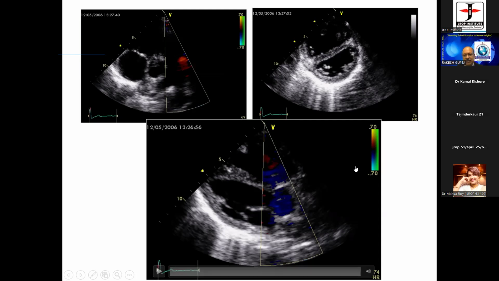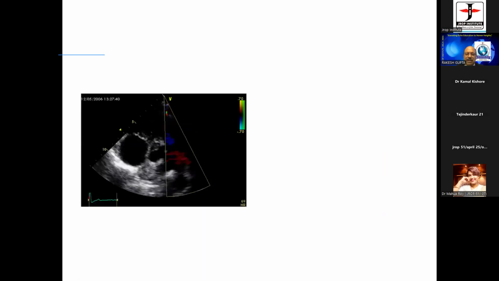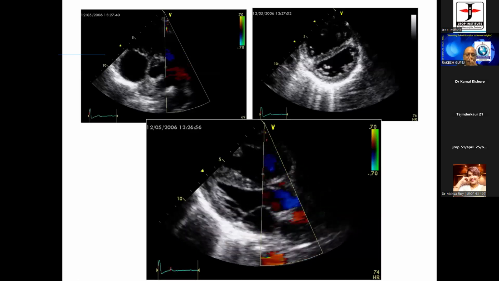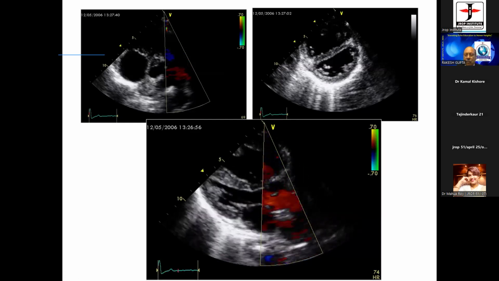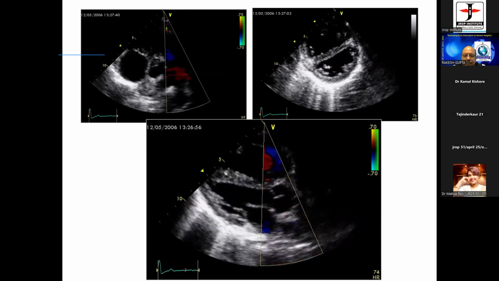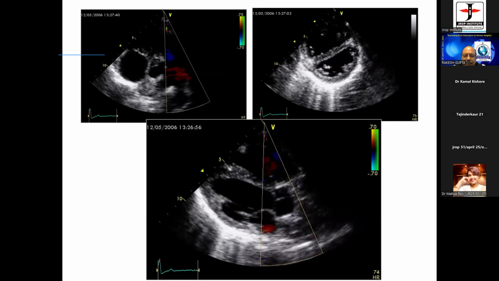All right, Dr. Mahua, now you can try again. How do I prove that this is a reversal of flow? Do one Doppler. So Doppler will not give me an answer. The PDA is blue flowing, it is reverse flowing. How do I say that this is PDA with reversal of flow?